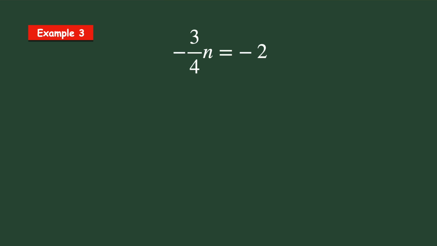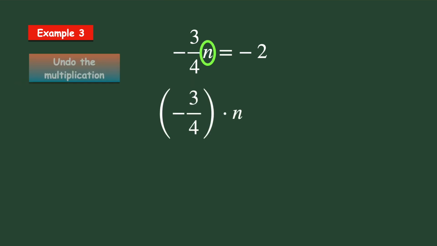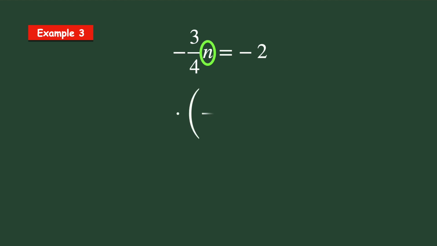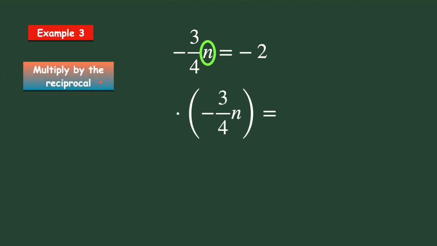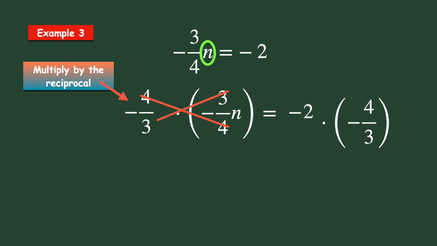In this third example, we have a fraction of negative 3/4 being multiplied to the variable n. So for this equation, we need to undo the multiplication. But since we have a fraction here, in order to undo the multiplication, we just need to multiply this fraction by its reciprocal of negative 4/3. And don't forget, we need to multiply this right side of the equation by negative 4/3 as well to keep it balanced. Now, looking at the left side, we can cross-cancel the 4's and the 3's, and that will leave the n all by itself on the left side.